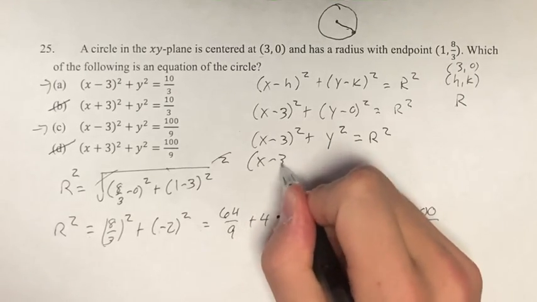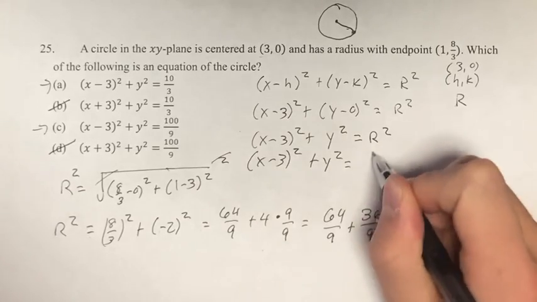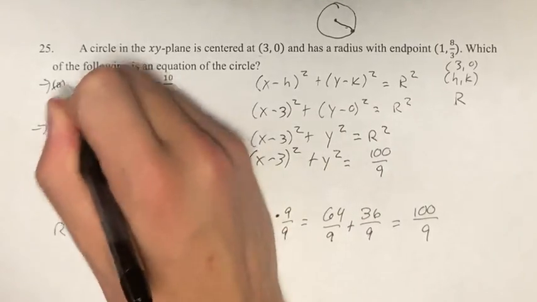So our final equation is (x - 3)^2 + y^2 = 100/9, which means C and not A is your final answer.